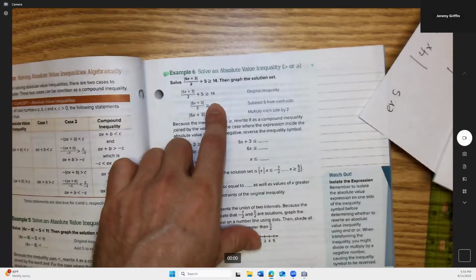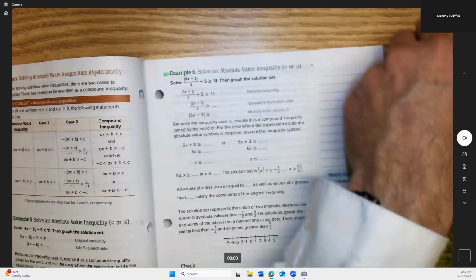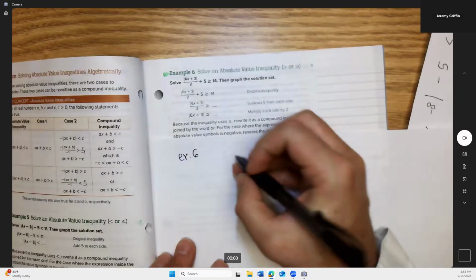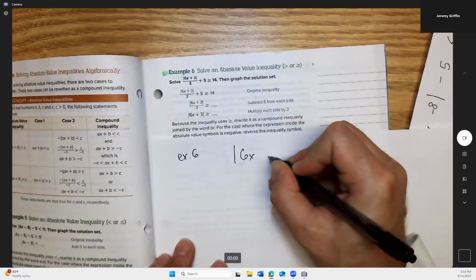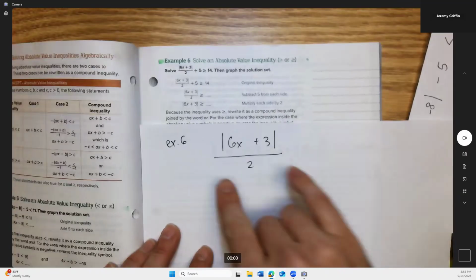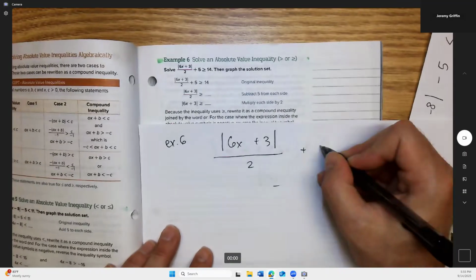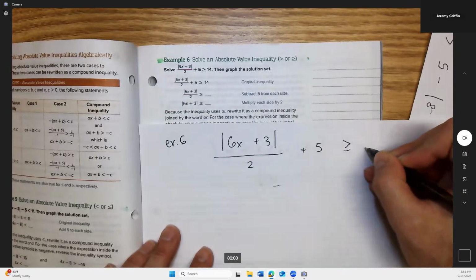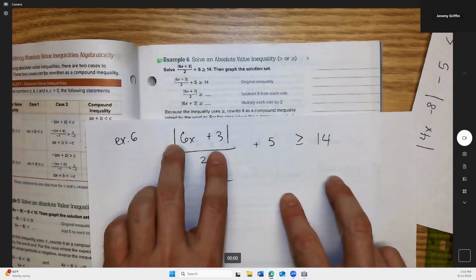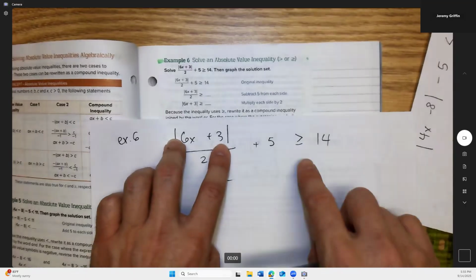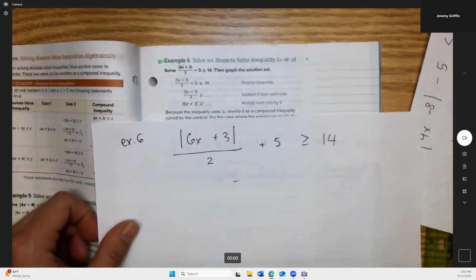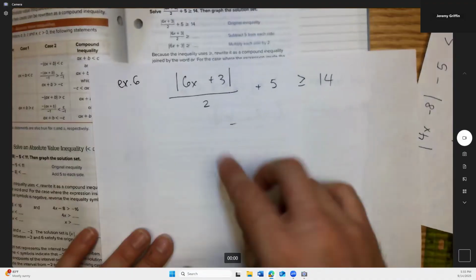Okay. I think this is going to give us one of these split intervals, if I remember right. Let's try it out. Example 6. We've got the absolute value of (6x + 3), all divided by 2, and then plus 5 is greater than or equal to 14. As a good rule of thumb, whenever you see an absolute value that's greater than something, that's where it's going to split the number line for the solutions. Okay, let's try that.